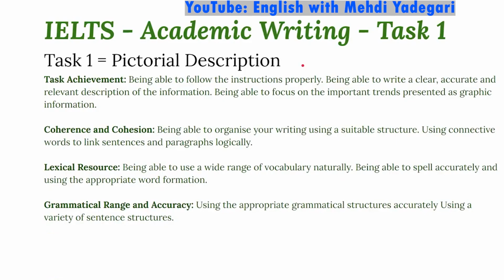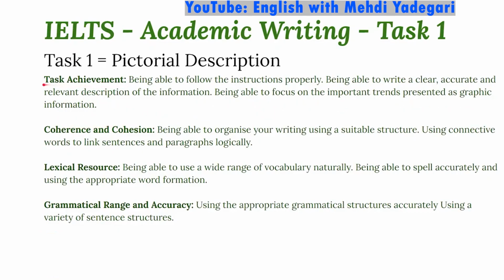So this video only specifically is going to be covering that type of picture and not the other types, and the other types will be covered in the other videos in the future. These are the 4 criteria that you will be assessed based on. The first one is task achievement. It's being able to follow the instructions properly, being able to write a clear, accurate, and relevant description of the information, and being able to focus on the important trends presented as graphic information.